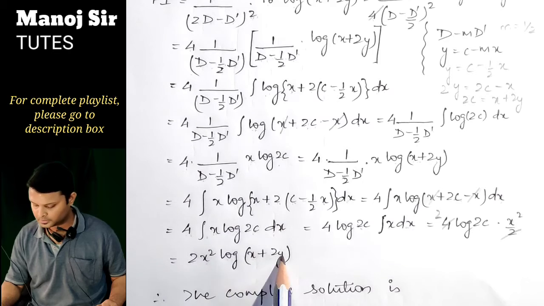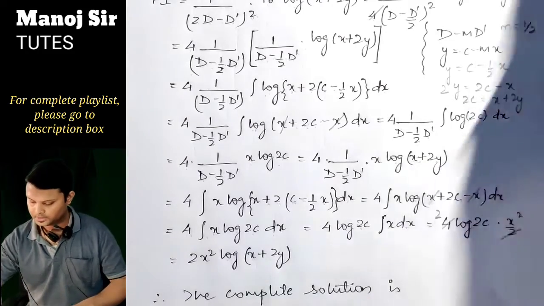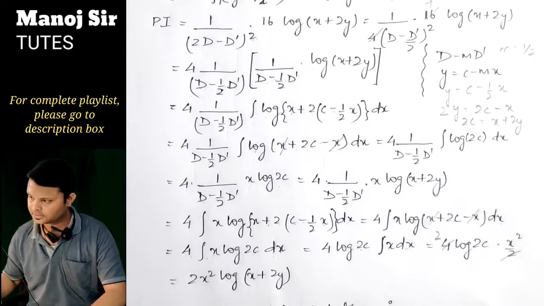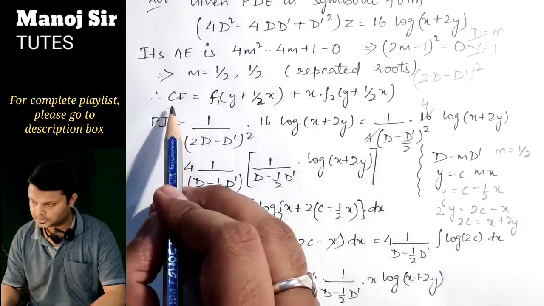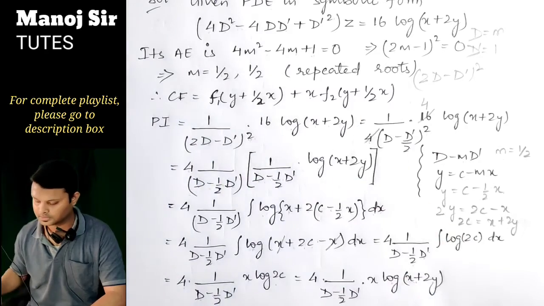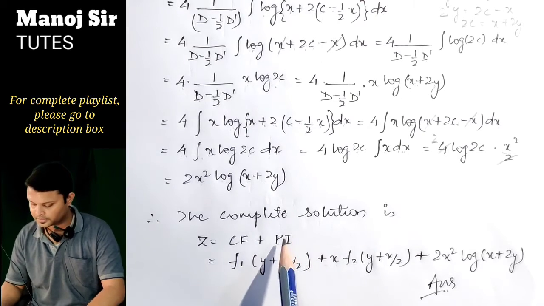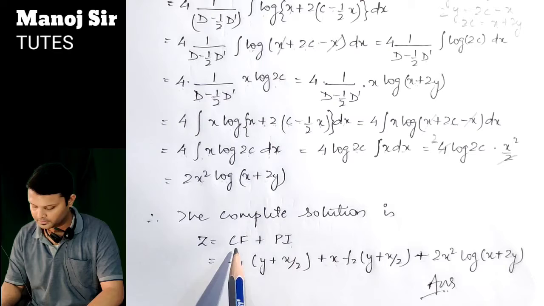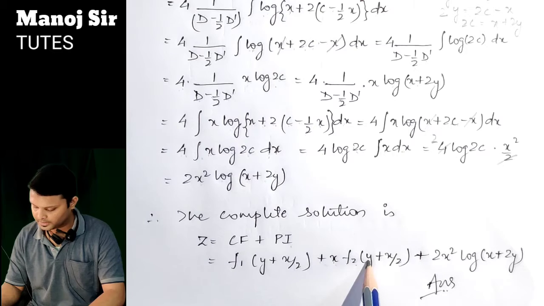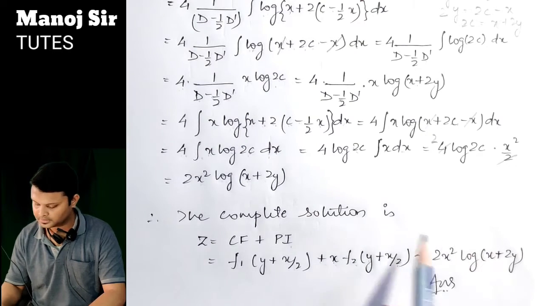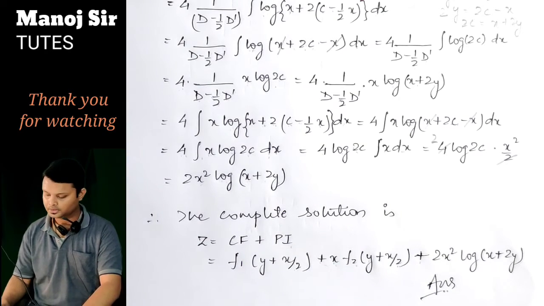And this is the value of PI, that is the particular integral, okay. So here we have particular integral as 2x² log of (x + 2y), and we already have the value of CF, that is the complementary function, as these two functions. So finally we can say the complete solution for this partial differential equation is given by z = CF + PI, where CF is f1(y + x/2) + x f2(y + x/2), plus this part is PI, that is the particular integral 2x² log(x + 2y), and this is my final answer, okay. Thank you so much.